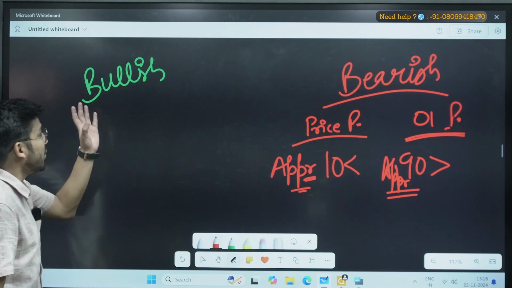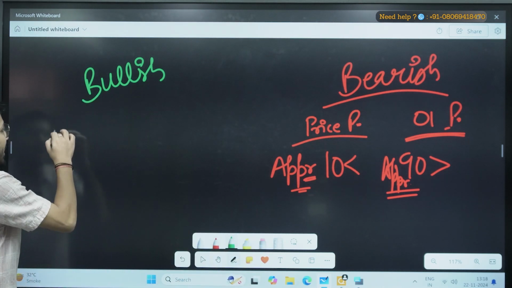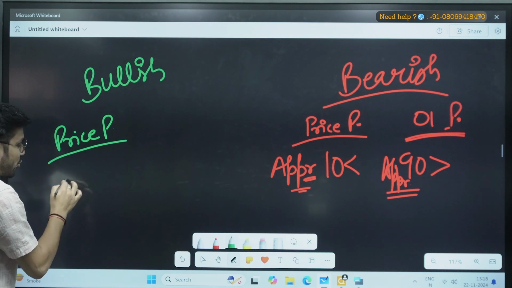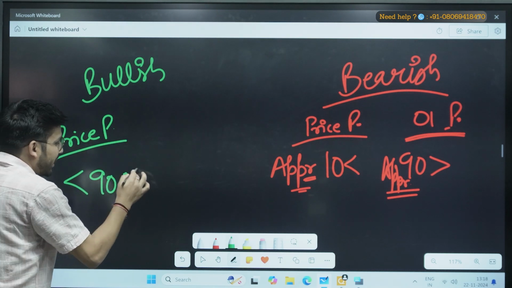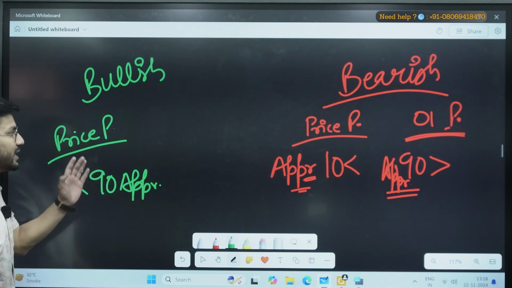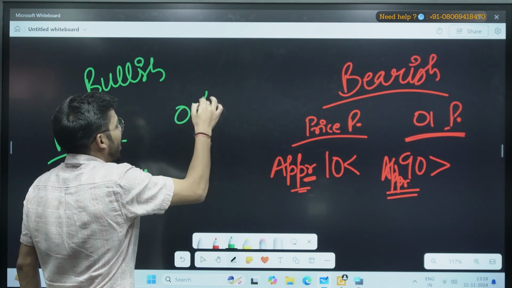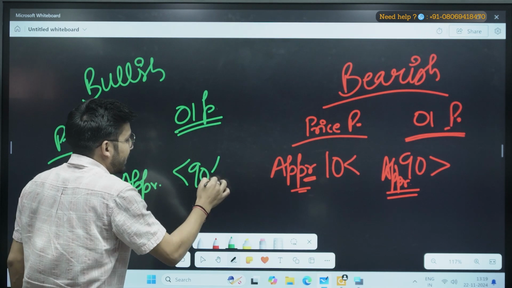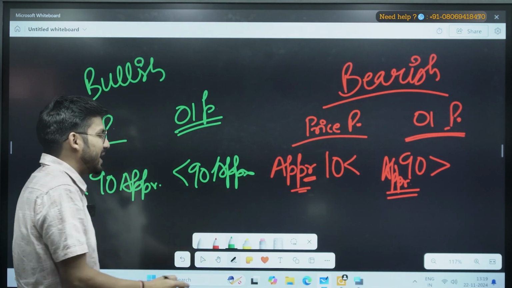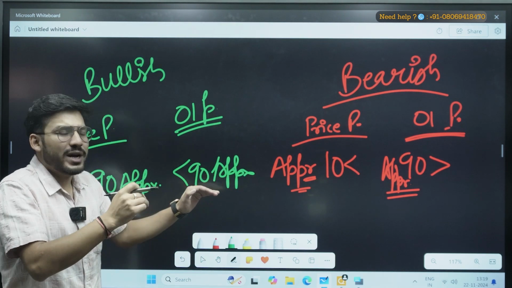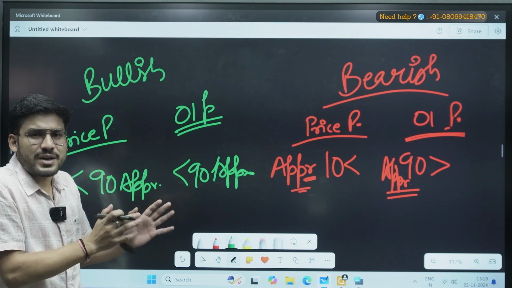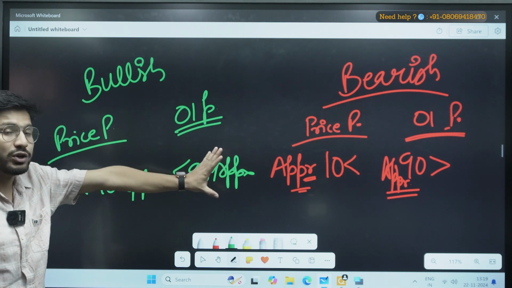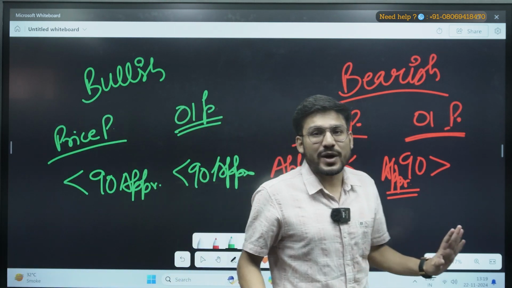Now when I'm going for the bullish trade, I want my price percentile to be greater than 90, approximately. At the same time, the OI percentile should also be greater than 90 or approximately 90. It can be 89, it can be 90, it can be 91, 92 also, but approximately 90 or greater than that. These are the conditions that I want in my trade, and that is when I'm going to enter a particular trade.